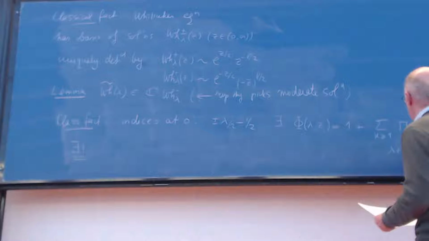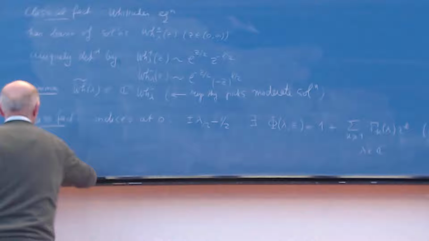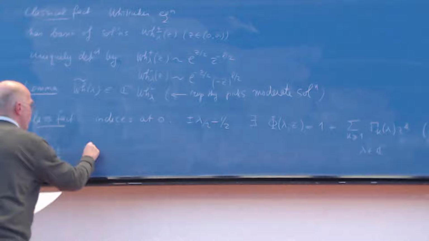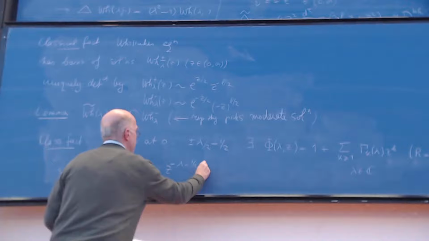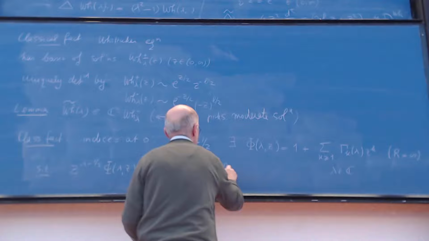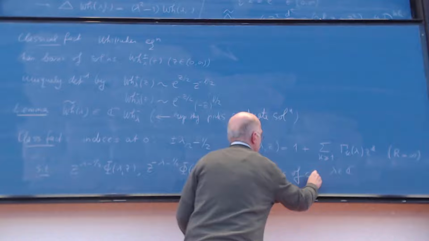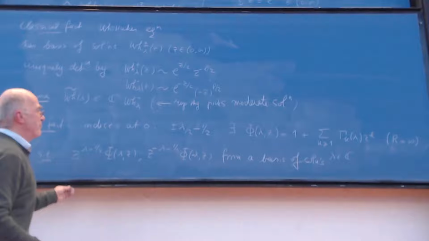And such that both z to the lambda minus a half times phi of lambda comma z, and z to the minus lambda minus a half times phi of minus lambda comma z form a basis of solutions. And that means that the solution that we have found can be written as a linear combination of these basic solutions.